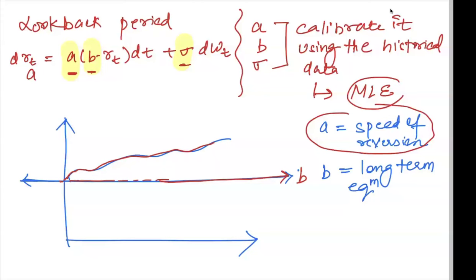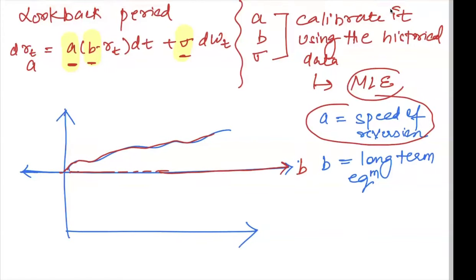So what actually happens even in finance, you all know, is interest rate, if it goes up, it will also come down. If it goes down, it will also come up, and that's why we say it's a mean reverting process. Why do we say mean reverting? Because it comes back to the mean, and the mean is nothing but the long-term equilibrium.